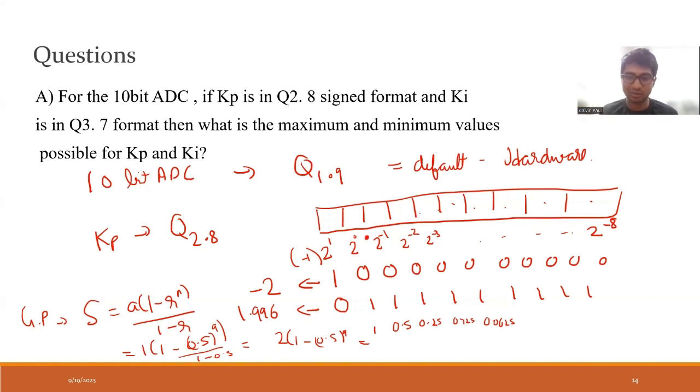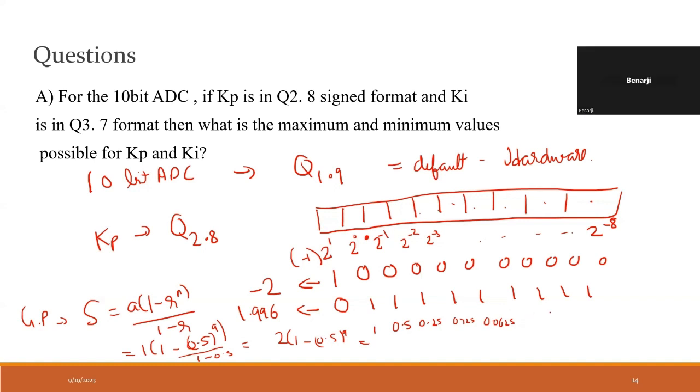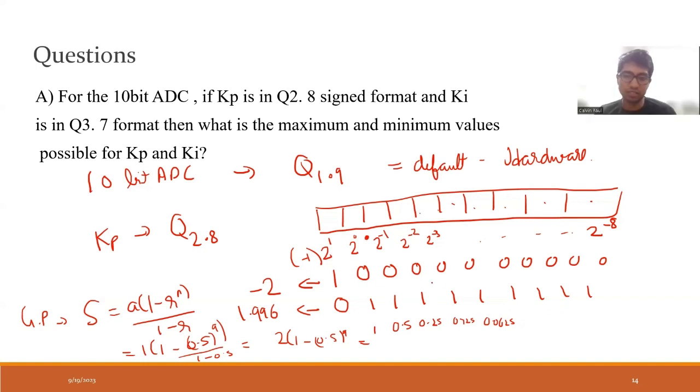So have you guys understood, or have I confused you? Understood, sir. Okay. So basically, you have to find the minimum and maximum value. The minimum value is simply minus 2, but for the maximum value, if the bits were increased, the value will tend to plus 2, but it will never be plus 2. That is the limitation.